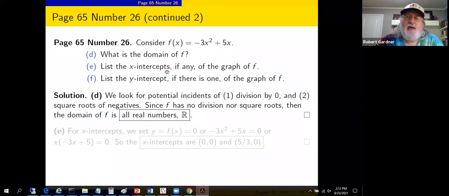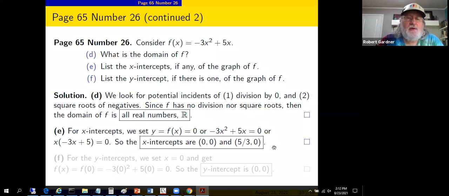Next are the x-intercepts, if any, of the graph of the function. All right, we did this previously. For x-intercepts, you set y equal to 0. y equals f of x, so you'll set f of x equal to 0, or -3x squared plus 5x equals 0. X-intercepts: set y equal to 0. Y-intercepts: set x equal to 0, as we'll do in the next part.